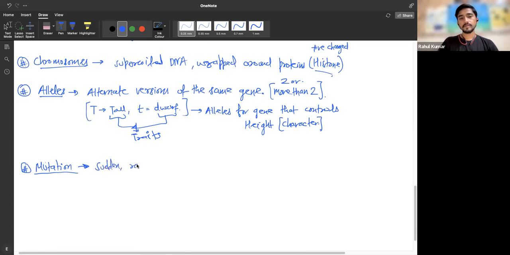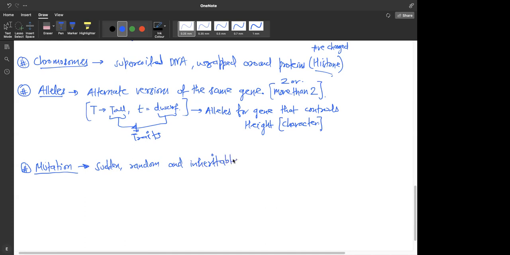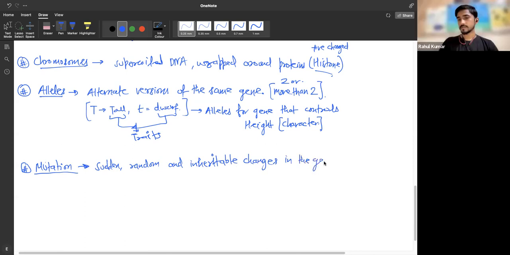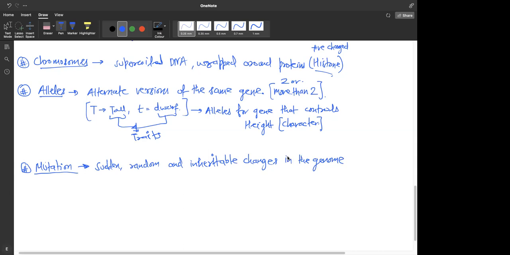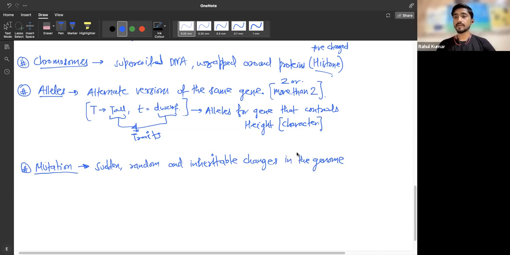Sudden, random, and inheritable changes. So, sir, does it mean that every mutation has to be inherited? Yes. Mutations have to be inherited. Otherwise, if it is not inheritable, it is not a mutation. It is just a change due to some environmental factors which is creating the change.